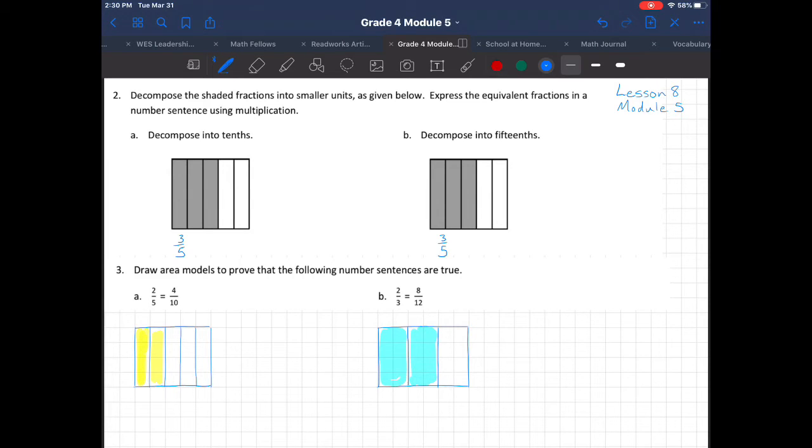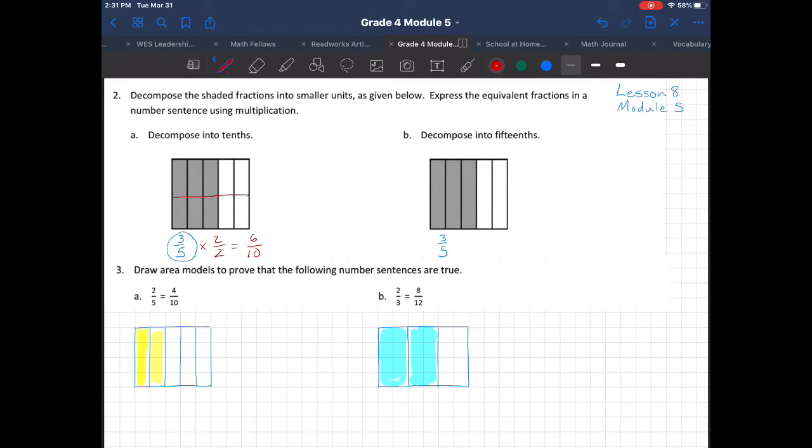Number 2 says decompose the shaded fractions into smaller units, as given below. Express the equivalent fractions as a number sentence using multiplication. So the first one here is 3/5. I already labeled it. We're going to decompose it into tenths. So 10 is twice as many pieces as fifths, so I'm just going to draw a line down the middle. We're going to multiply by 2/2, which should get us to 6/10, and that matches our picture.